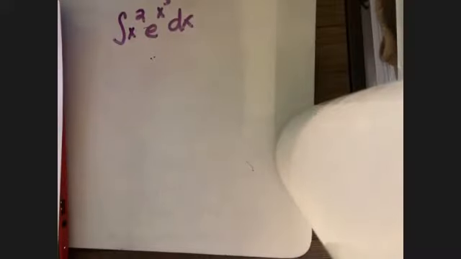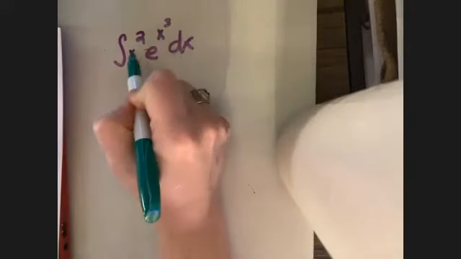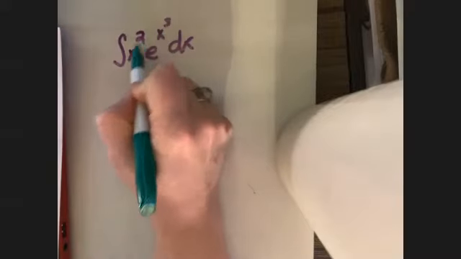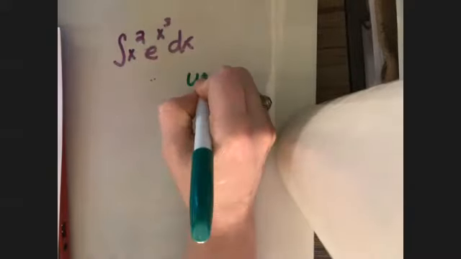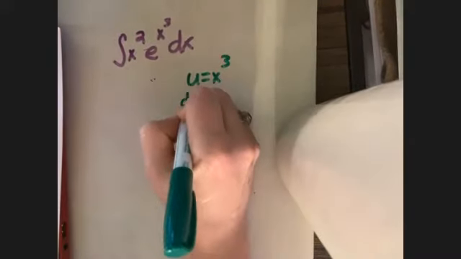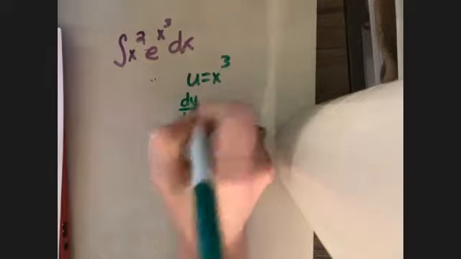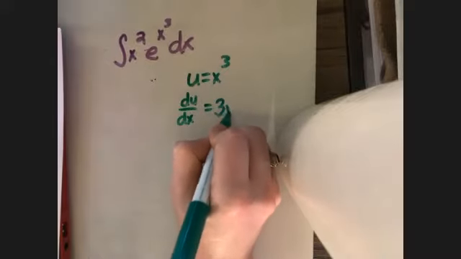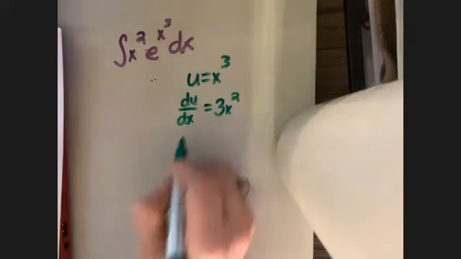Now, this looks scary. Calm down. Guys, first thing I notice: x cubed, x squared. That tells me kind of where this is going to go. So I'm going to let u be x cubed. du dx is going to be 3x squared.